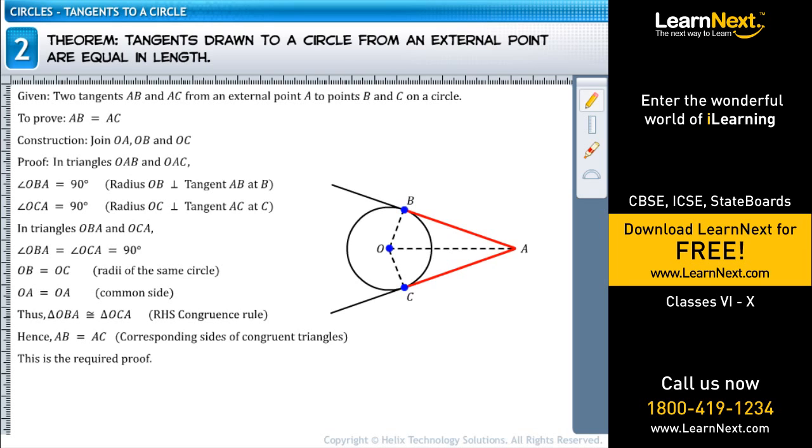This also means that Mr. A can walk along either AB or AC. He will be covering the same distance.